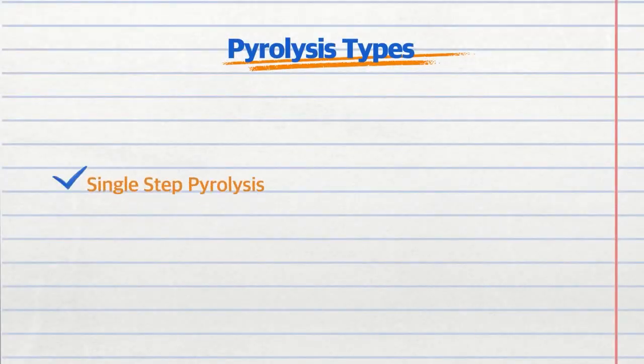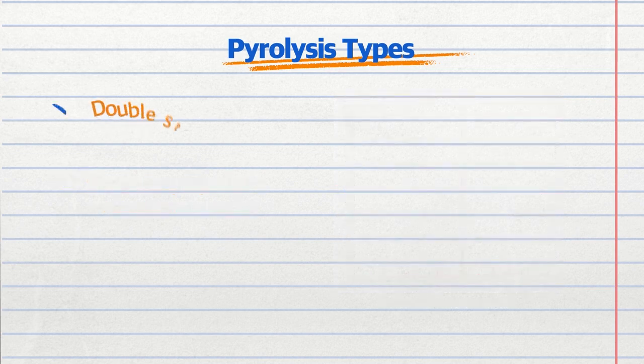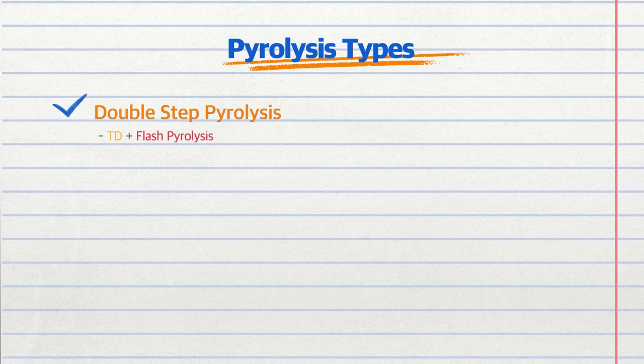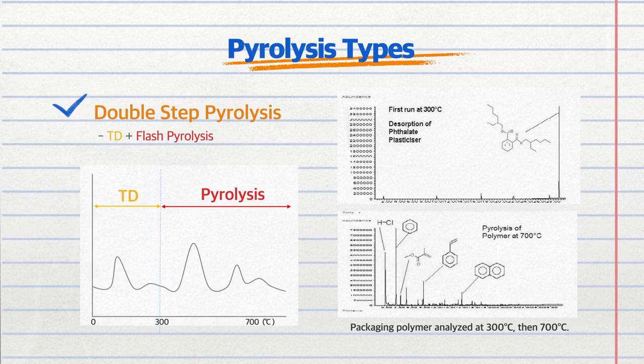Single-step pyrolysis is a single run of flash pyrolysis to characterize the original sample. Double-step pyrolysis is a combination of two methods. The first run is done at a low temperature as a thermal desorption step to separate volatile compounds from the polymer. Then the flash pyrolysis step is done to break down the sample at a high temperature.